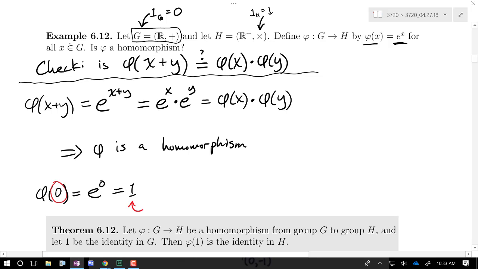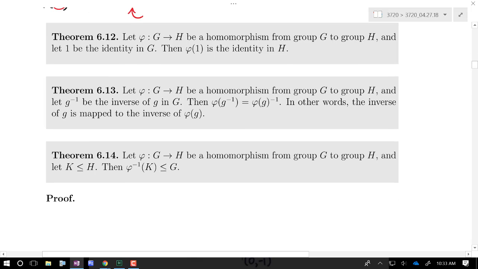Not only does it map the identity to the identity, but it maps inverses to inverses. So if we have an element g, its inverse is g inverse. When you throw that into a homomorphism phi, it maps it to the inverse of phi of g. So let's think about what that looks like up here.